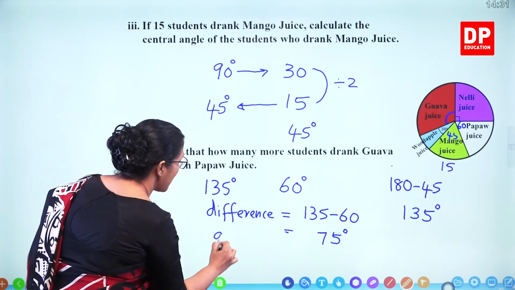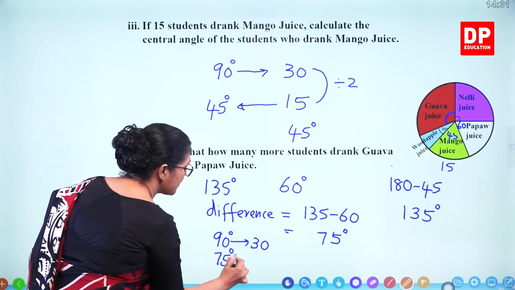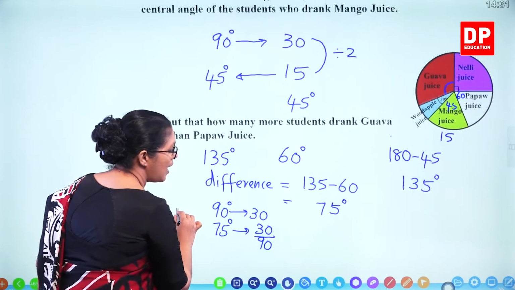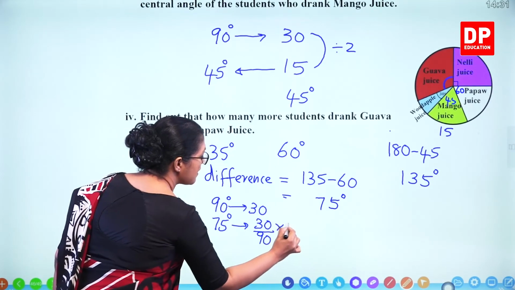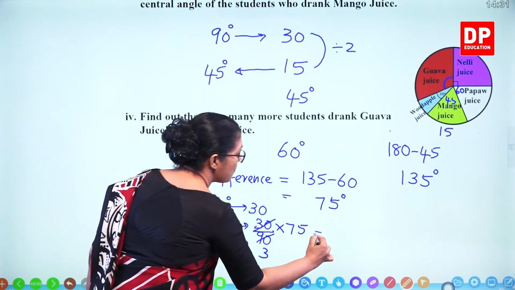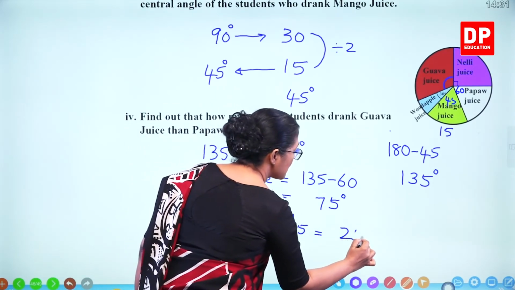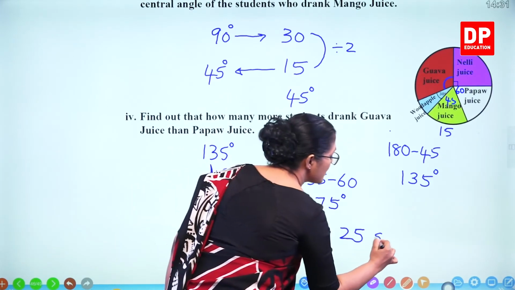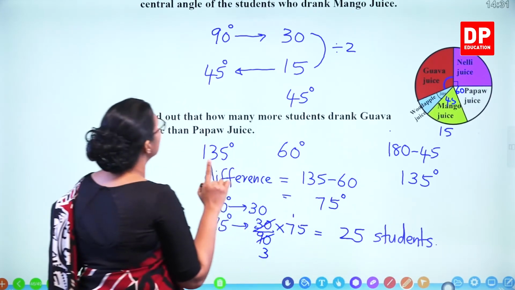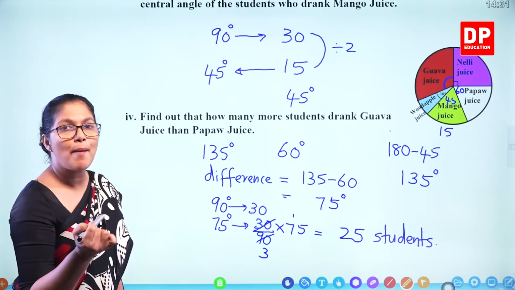Again you can use this. 90 degrees is 30 students. What about 75 degrees? So you divide by 90 and multiply by 75. So 75 divided by 3, 3 fives are 15, that's 25. So 25 more students drank guava juice than pawpaw juice.